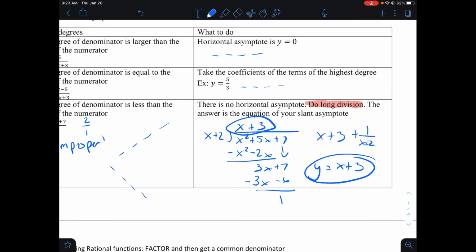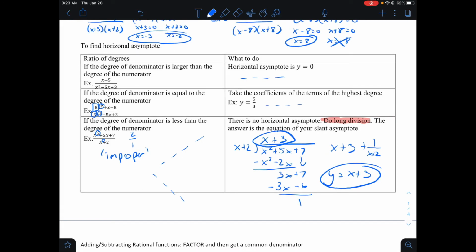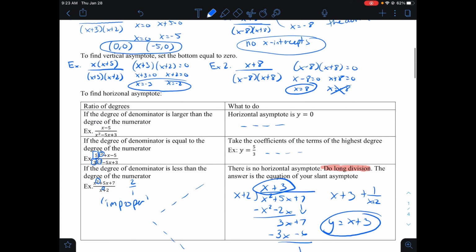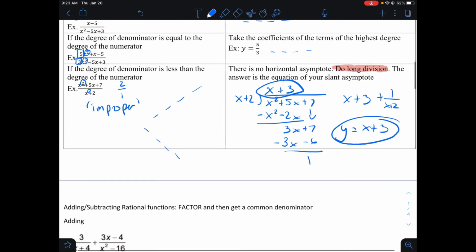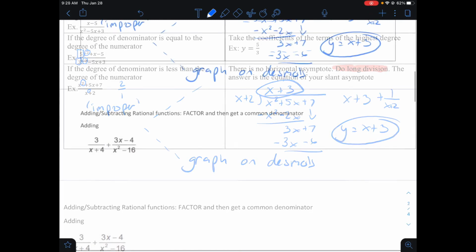All right, so this would be your slant asymptote. You don't really need to worry too much about the remainder. It's just going to be whatever your answer is. It's going to be y equals that. All right, cool. So now let's go ahead. Oh, and also I guess I would kind of say, the last step here would be to graph on Desmos. That would help you get an idea of the shape.